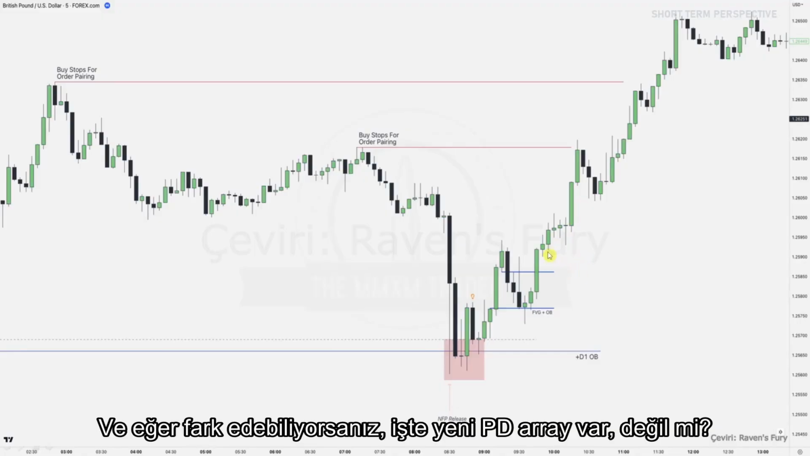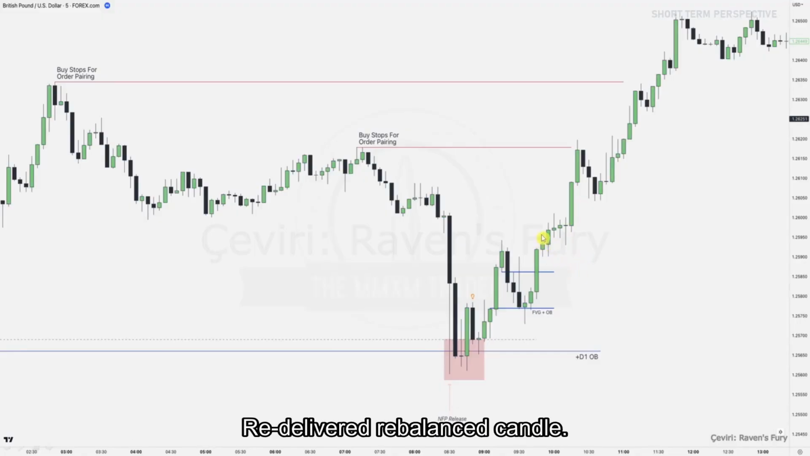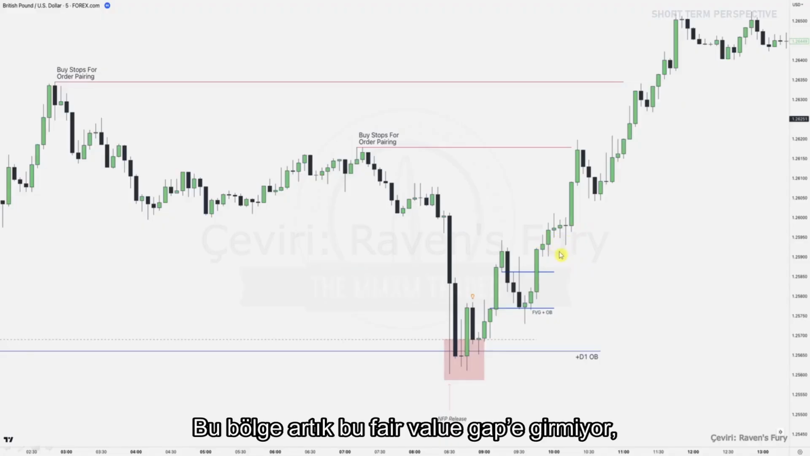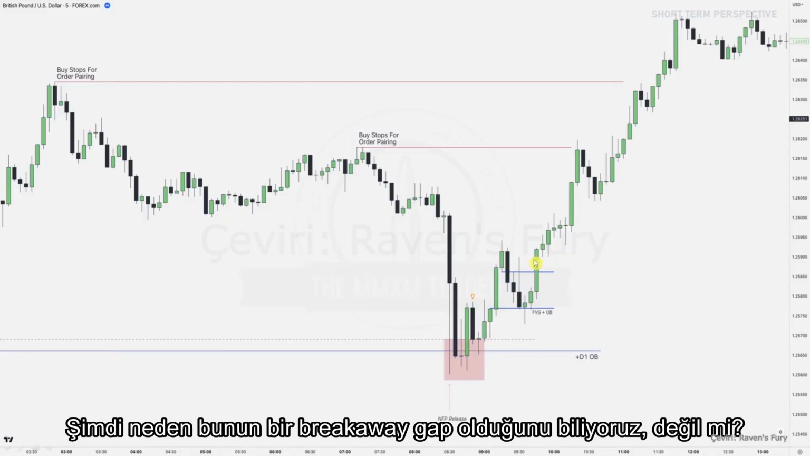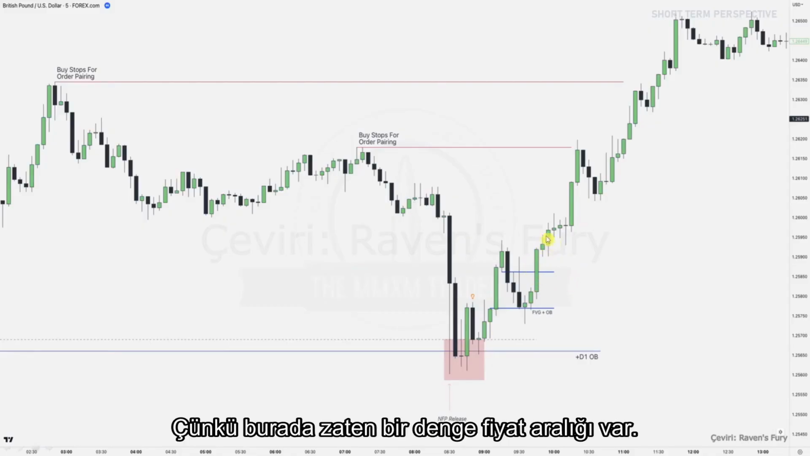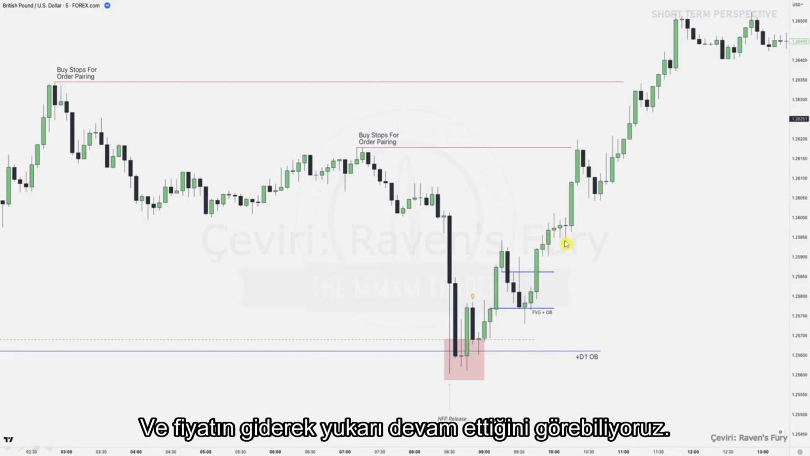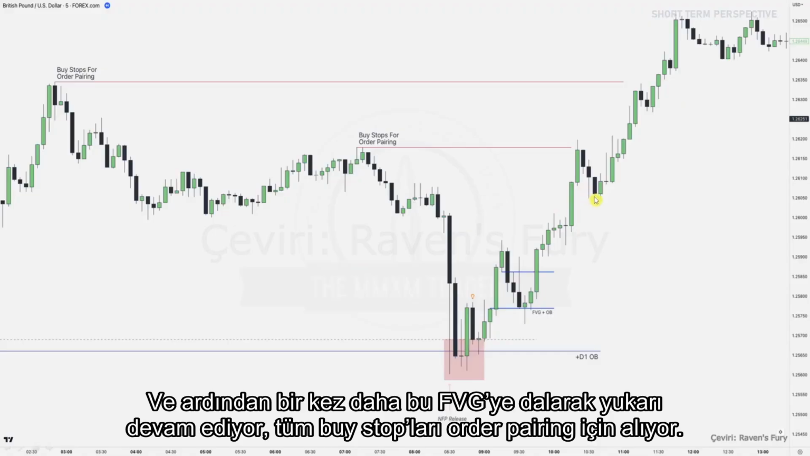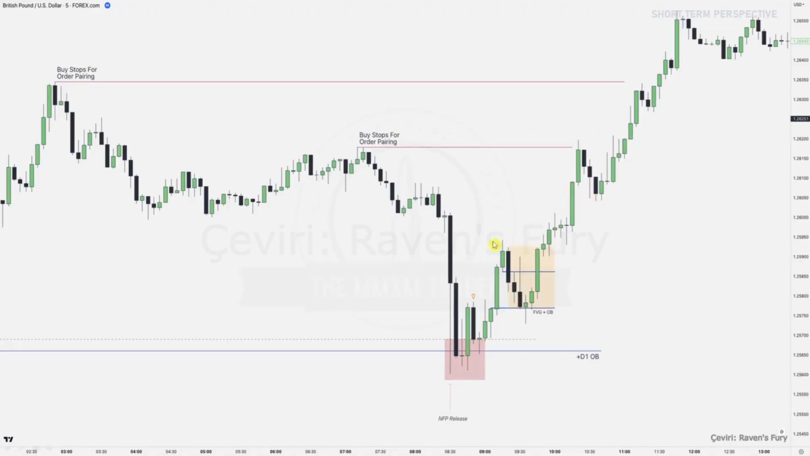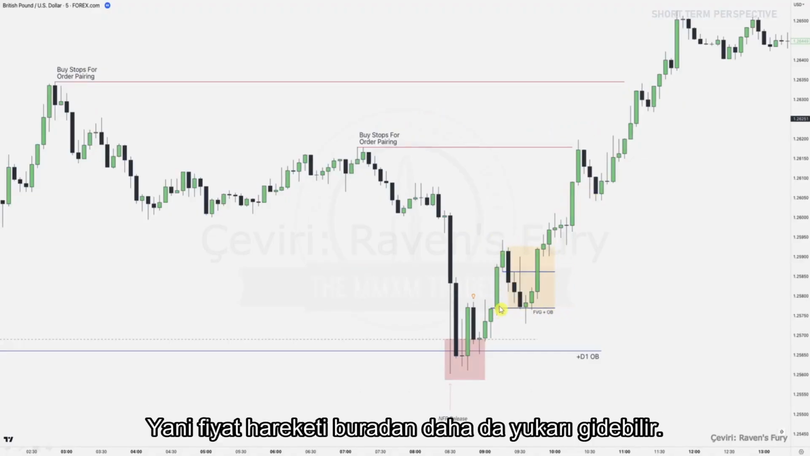And if you can spot it, we've got that new PD array, that redelivered, rebalanced candle here. So this area over here doesn't go into this fair value gap anymore. Why is this a breakaway gap? Because there's a balanced price range over here already, and we can see price continues up higher and higher, and then dips one more time into this fair value gap to continue up, taking out all those buy stops for order pairing. Outlining that order block over here, where price action can go up from further.